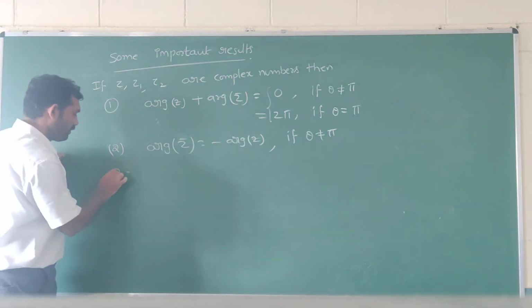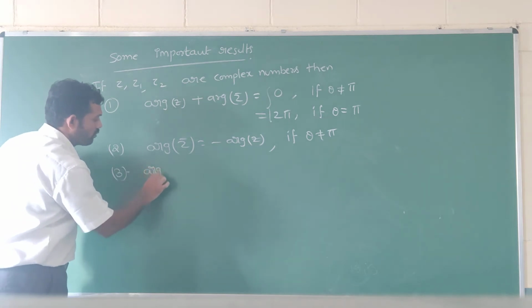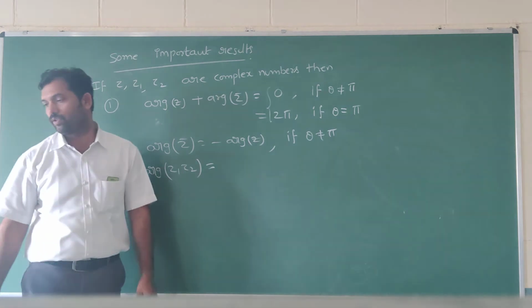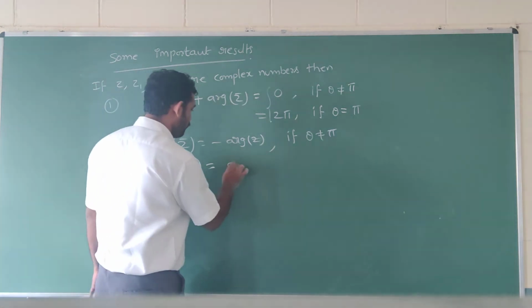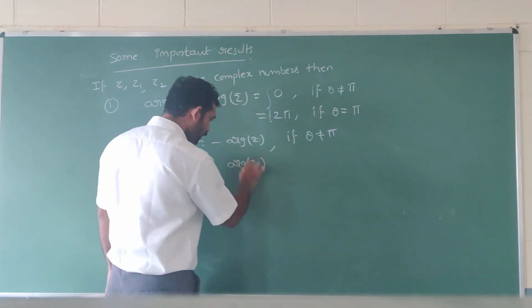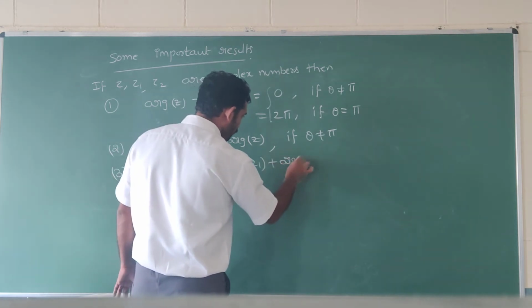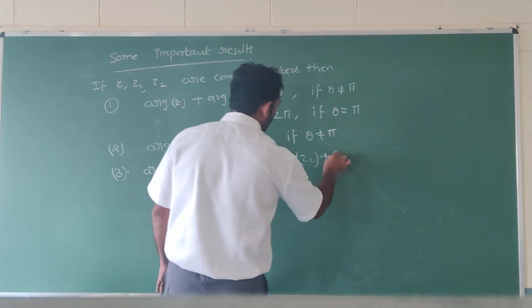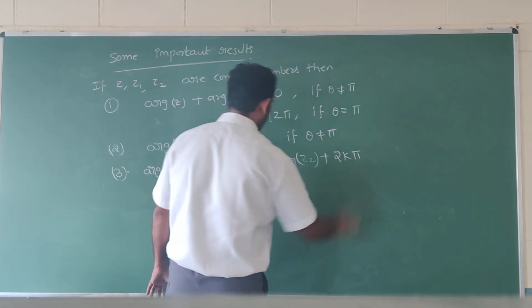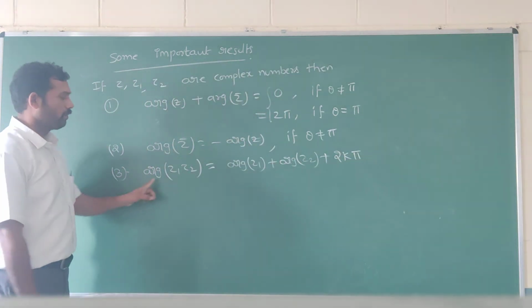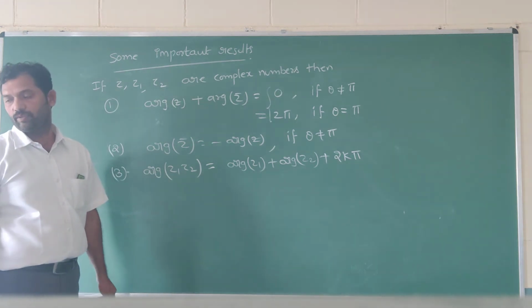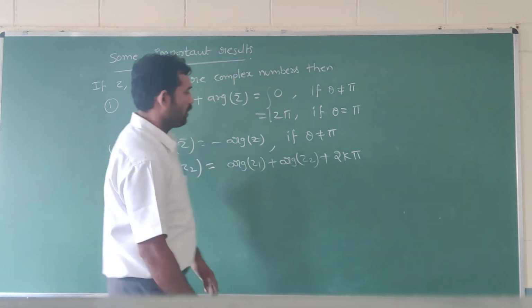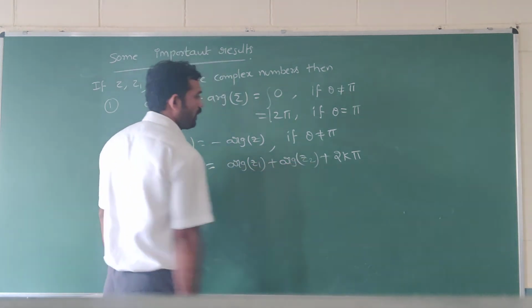Next, third one, argument of z1 into z2 is equal to, so what is that? Argument of z1 plus argument of z2 plus 2k pi. So this is the form: argument of z1 into z2 is equal to argument of z1 plus argument of z2 plus 2k pi.